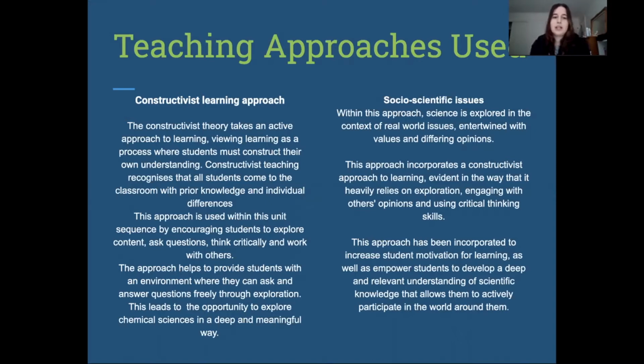This approach in itself incorporates a constructivist approach to learning, evident in the way that it heavily relies on exploration, engaging with others' opinions, and using critical thinking skills. This approach can be seen through Lesson 6 of the unit plan. This lesson asks students to apply their understanding of chemical sciences to real-world scenarios, such as the use of different materials for shelters and resources based on the properties they have.